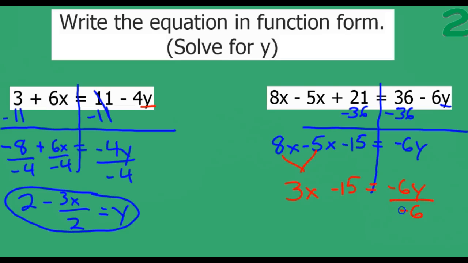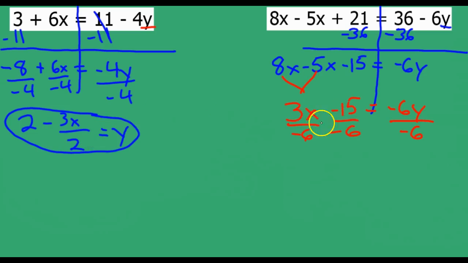Divide by negative 6 for everything. Three divided by negative 6 is going to be negative 1/2 x. Now two negatives are going to make a positive. 15 divided by 6, I can't do that, but I can take 3 out of both. So negative 15 divided by 3 is going to give me 5. 6 divided by 3 is going to give me 2. So I'll end up with negative 1/2 x plus 5/2 equals y.